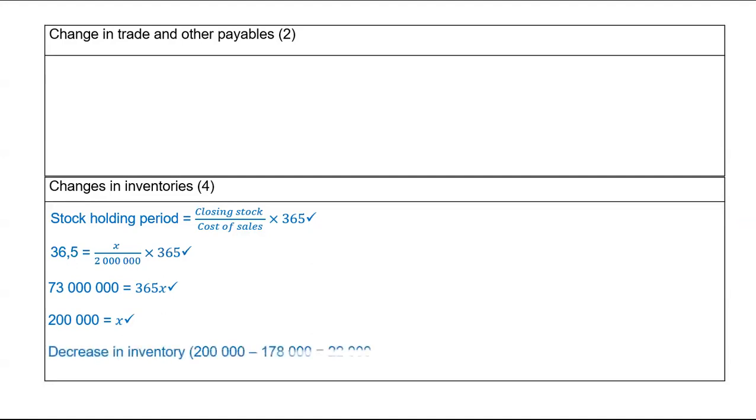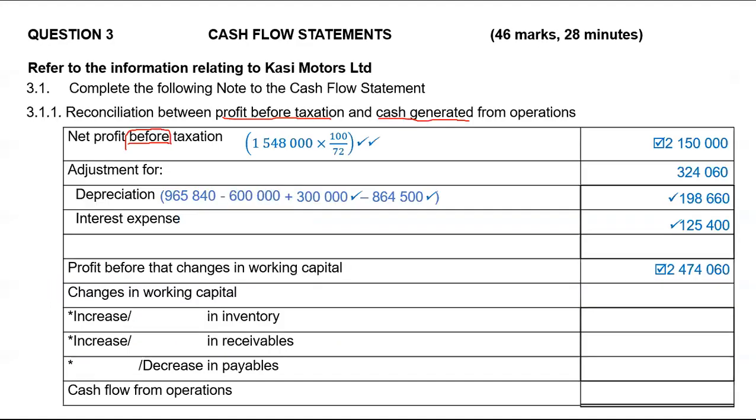It means that there was a decrease in trading stock, and a decrease in trading stock means we sold stock worth that. That 22,000 will be our cash inflow. So a reduction of stock means that we sold the stock. So it'll be decrease in inventory by that 22,000 rand. You show it without brackets because it was a cash inflow.